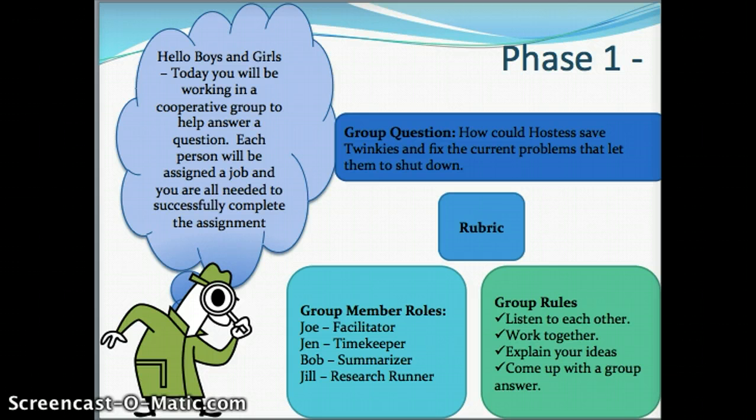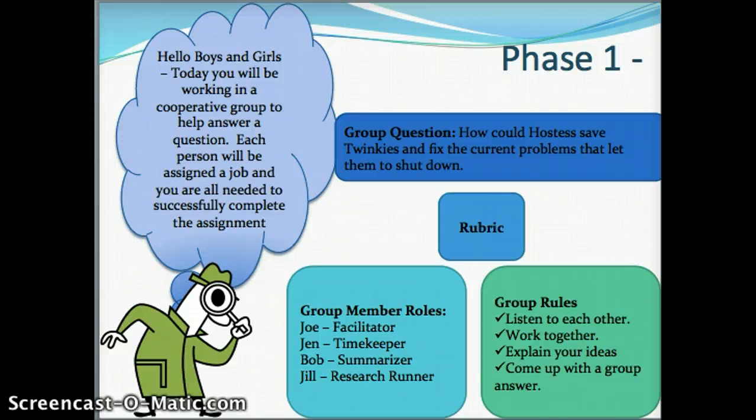For the first phase, the teacher would have already decided on groups and would meet them on the website. She would explain her expectations for the project and provide them with resources if they needed them. The students would also have access to a rubric. Each student would be assigned a role such as a facilitator, timekeeper, recorder, summarizer, or research runner. Each student would play an important role in this group activity.